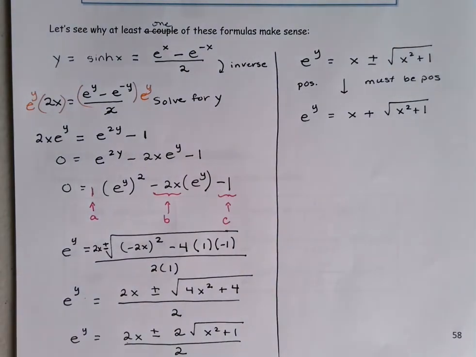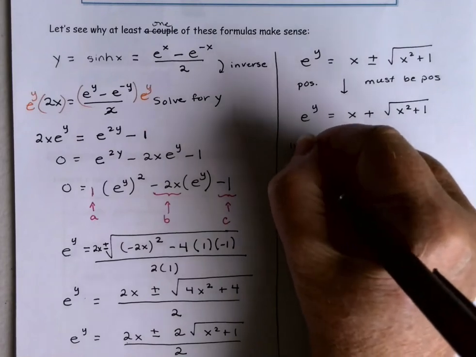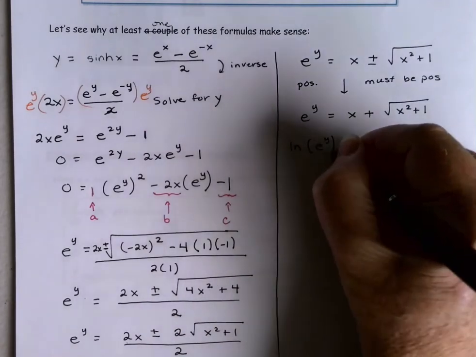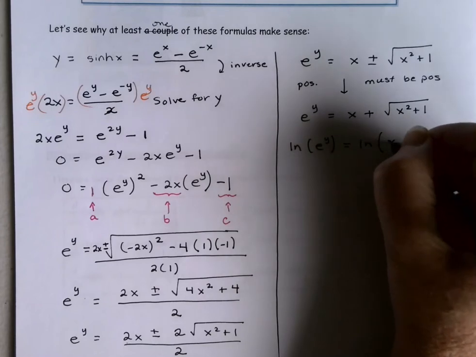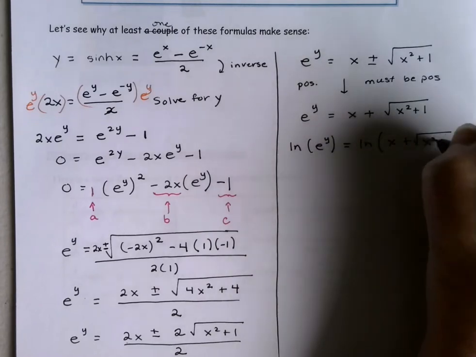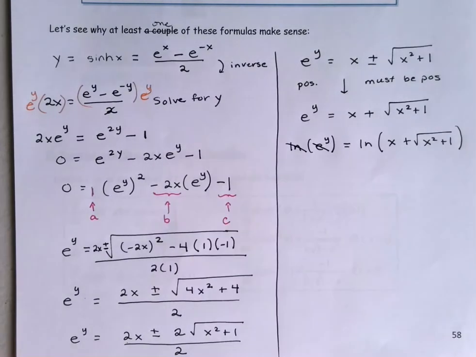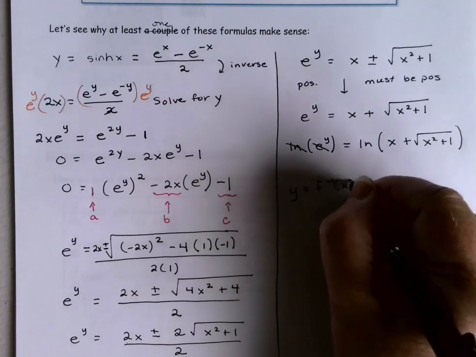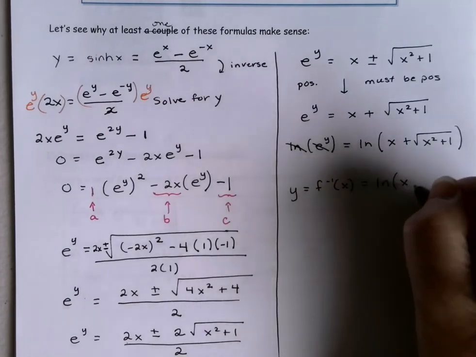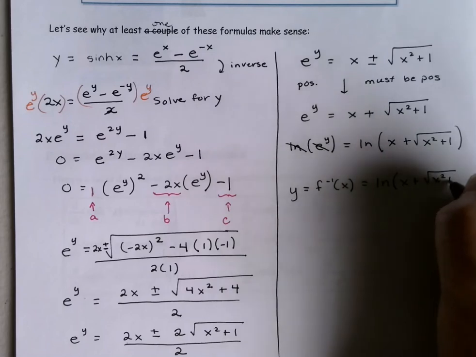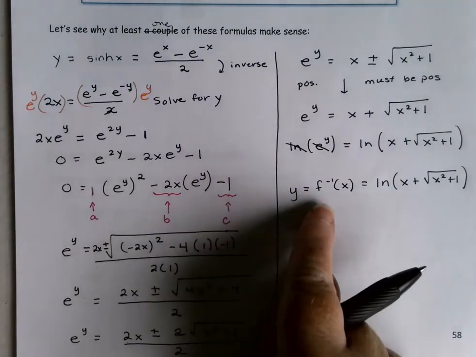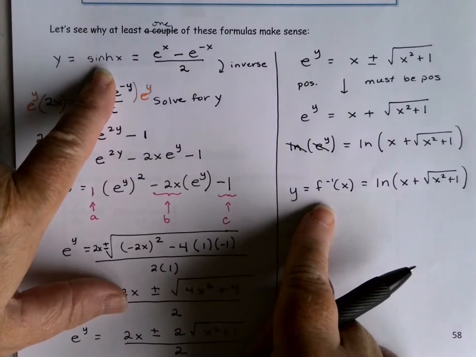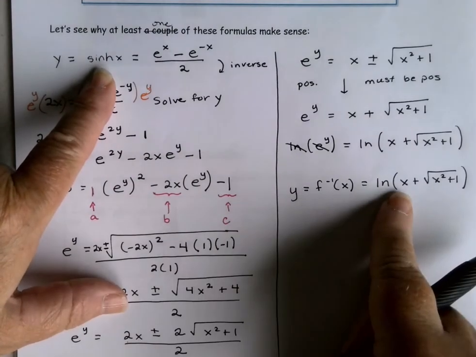All right, last but not least, we take our natural log on both sides. And y, which is the inverse function, looks like this. Okay. So the inverse of our original function, which was the hyperbolic sine, is the natural log of x plus the square root of x squared plus 1, which matches what's in the table at the top.